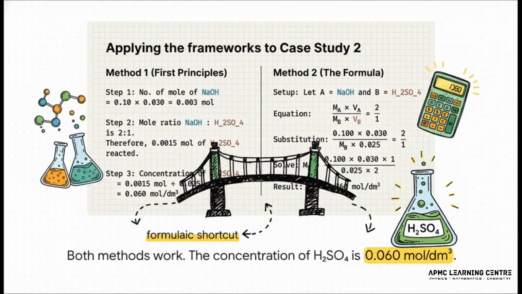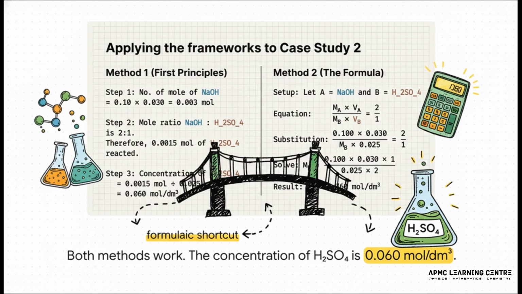And here you go. Here's the proof. Both methods land you in the exact same spot. Over on the left with method 1, you can see us working it out step by step. We find the moles of the known stuff, NaOH, then we use that crucial 2-to-1 ratio from the equation, and finally we solve for the concentration. Now look at the right. Method 2 just plugs everything into one clean formula. Yeah, it's faster, but it's running the exact same logic under the hood.